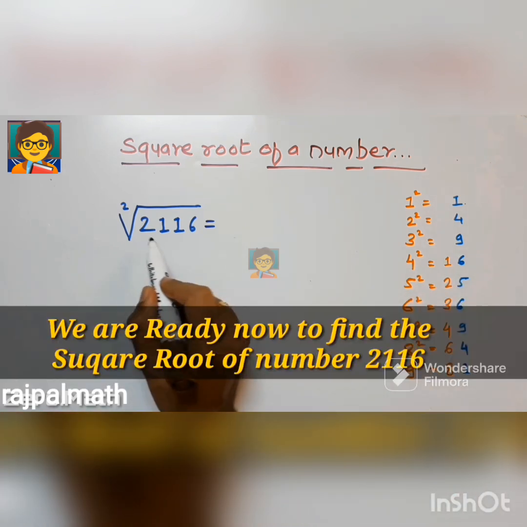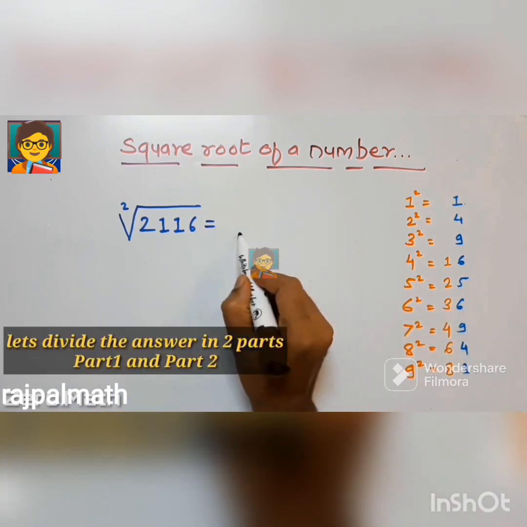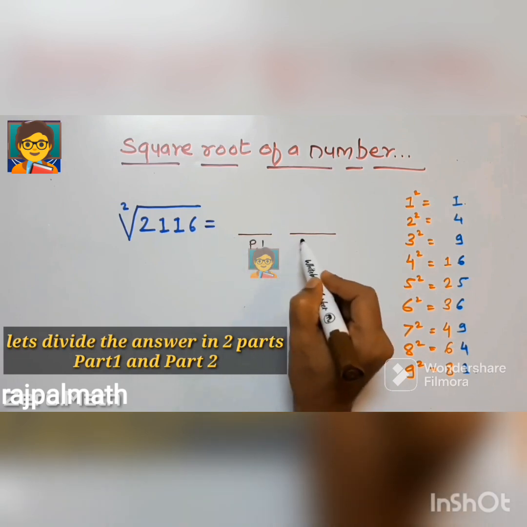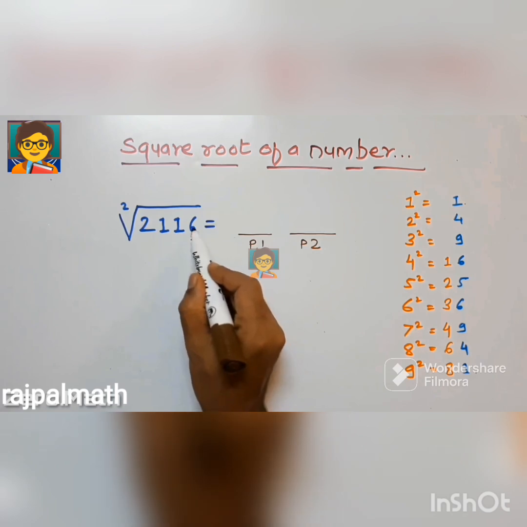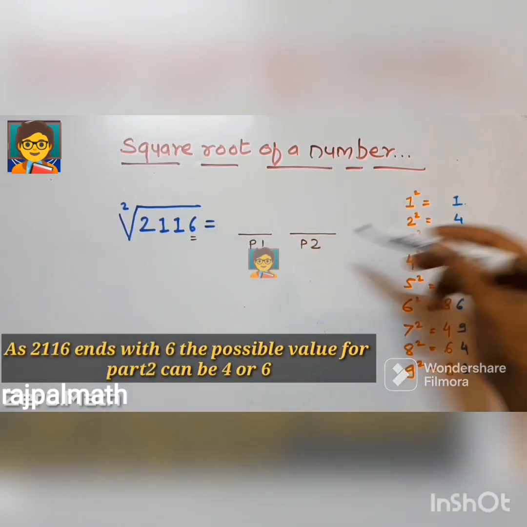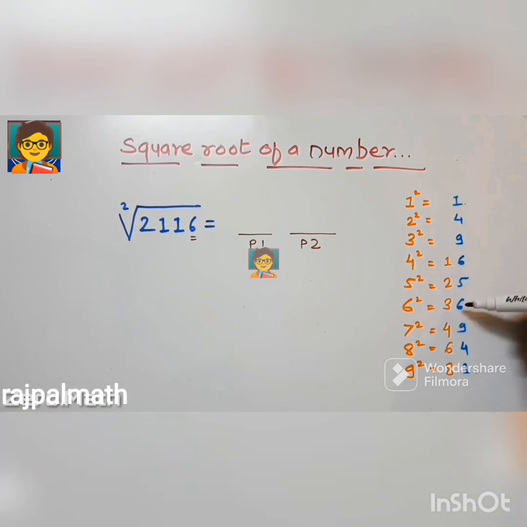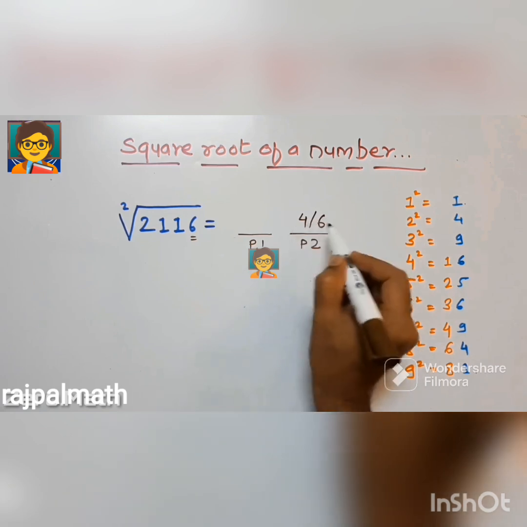So let's try to find out the square root of 2116. I'm going to divide my answer into two parts, part 1 and part 2. As you can see, this number ends with 6. The possible values of part 2 would be either 4 or 6, because the number is ending with 6. So I will write the possible values here. So my answer ends with either 4 or 6.